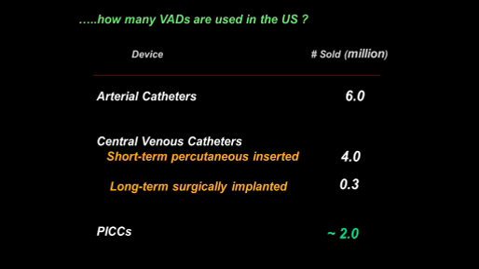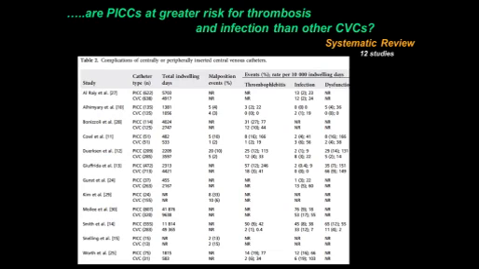Is it not interesting that we use an equal number of devices to access the arterial system where the same complications absolutely apply, but yet no one's looking or counting those either? Now, originally, we thought that the great benefit of the PICCs was to reduce the risk of infection, and indeed, early on, it did. But things seem to be changing, and there's a somewhat disheartening trend in the literature.